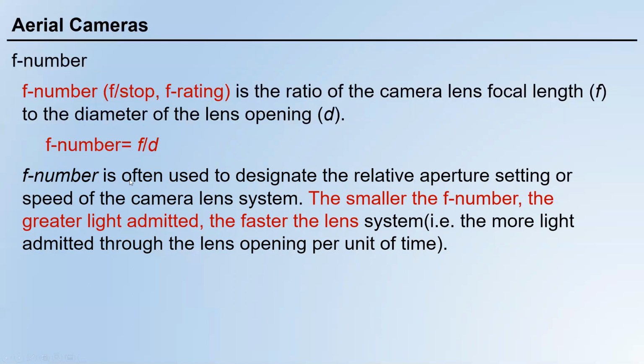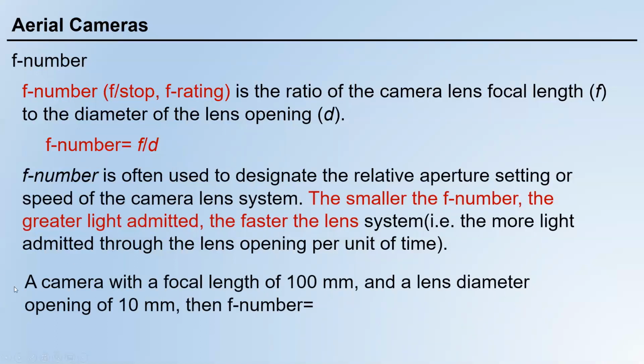Okay, F number is often used to designate the relative aperture setting or speed of the camera lens system. The smaller the f number, the greater light admitted, the faster the lens system. It makes sense, right? The smaller the f number, the larger the d value, the larger the lens opening. The larger the opening, the greater light admitted, right?